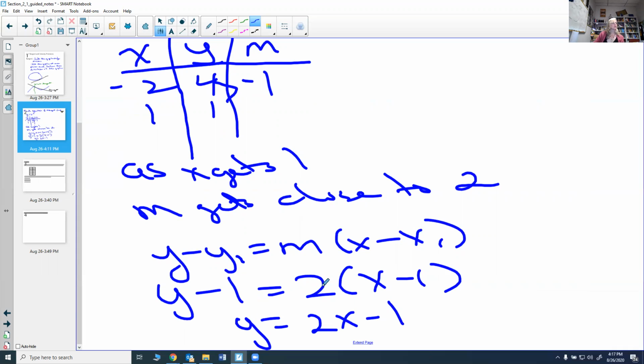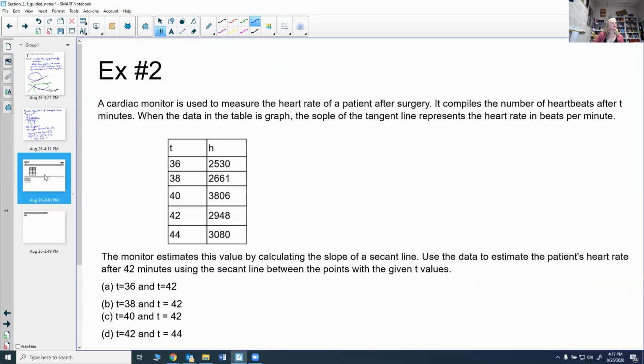We can find more limits using the same idea. This is actually what is known as a limit. We can do another example where a cardiac monitor is used to measure the heart rate of a patient after surgery. It compiles the heartbeats after t minutes. And so at 36 minutes, there are 2,530 beats, and so forth.